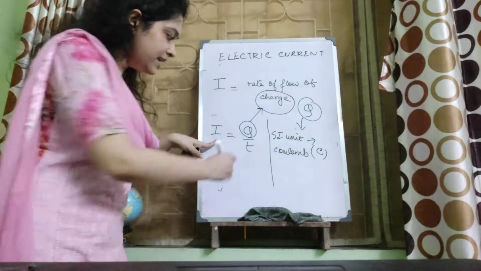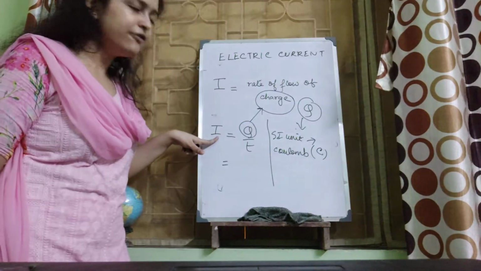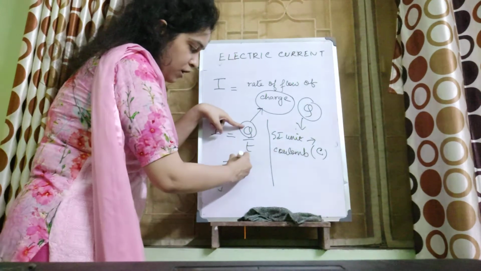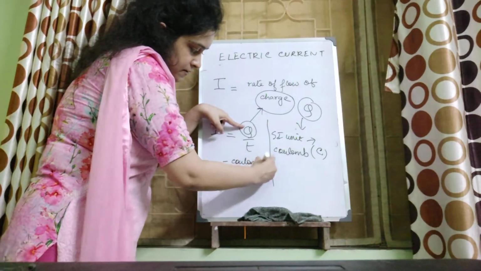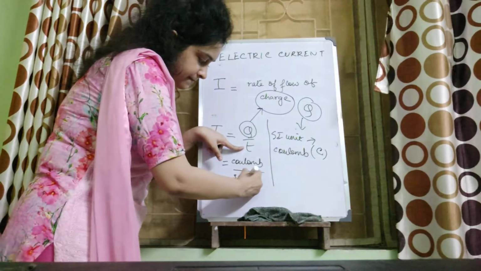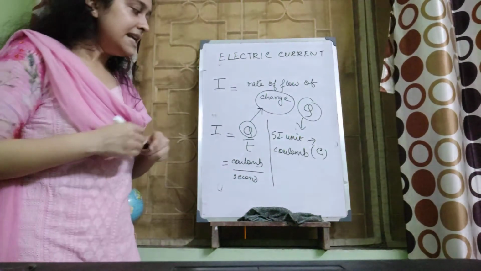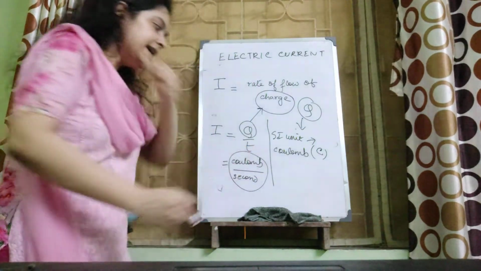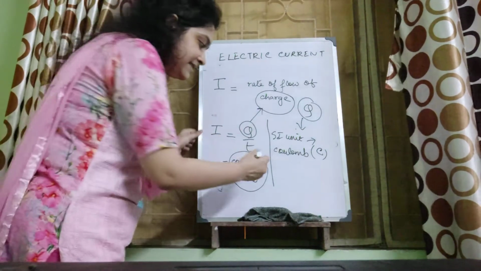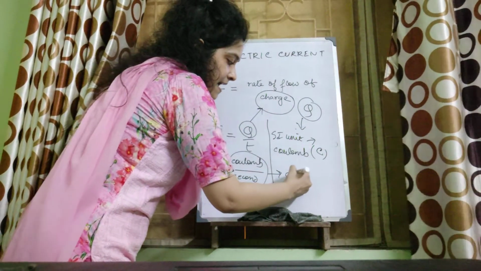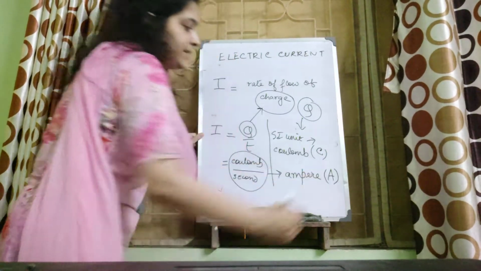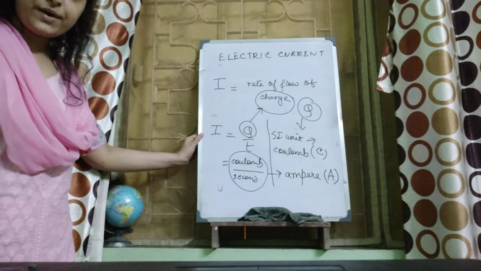So then, can I write the SI unit of current? Charge SI unit, Coulomb, by time SI unit, you know already, second. So this as a whole is known as, also after the name of the scientist, ampere. In short, capital A.